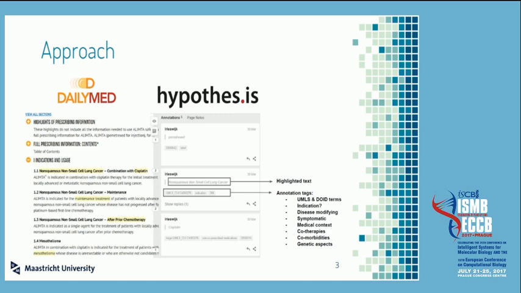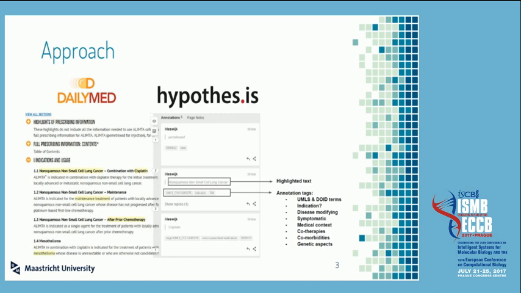So we enlisted the help of about 15 biomedical researchers from Stanford University as well as Maastricht University to do the curation. And we created an annotation protocol for highlighting and tagging the product labels with interesting information. Mainly, we tag the indications for the drug with the corresponding bio-ontology terms.